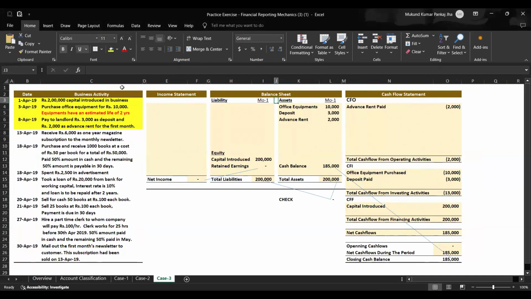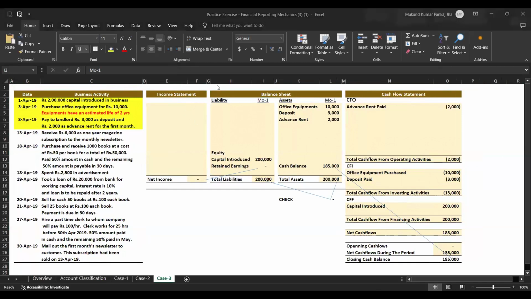Okay. Shall we record this in the cash flow statement? Very good, GA. I have received one correct response, that is from GA.